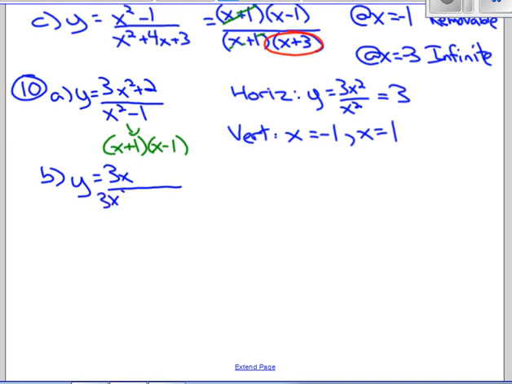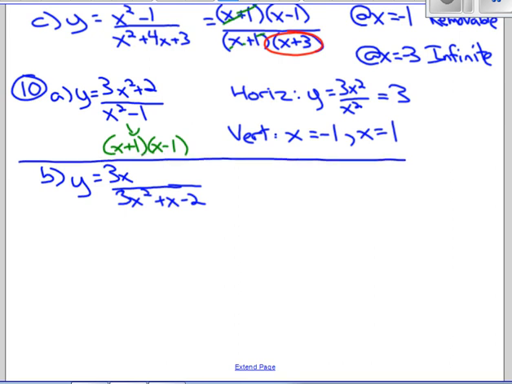B, same idea. 3x squared plus x minus 2. Okay. Highest power is on the bottom, therefore the horizontal asymptote is y equals 0. It's the x-axis. Okay. If I want to figure out what the vertical asymptotes are, I need to factor this.